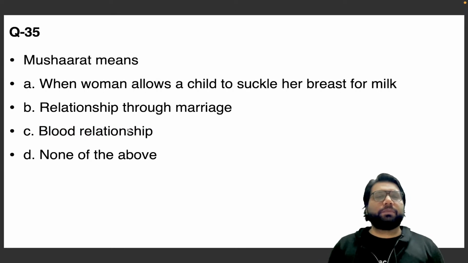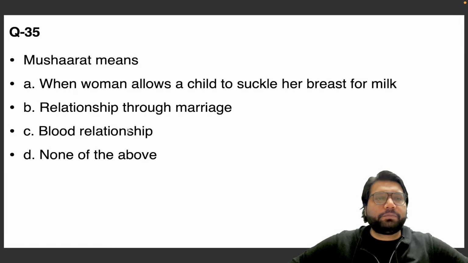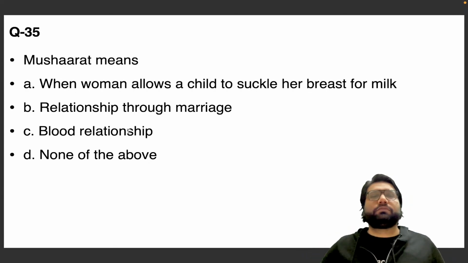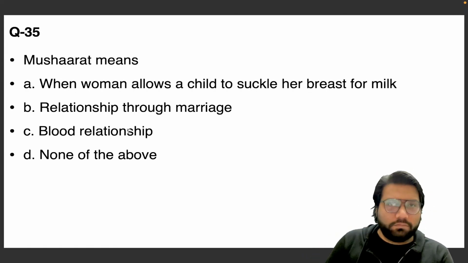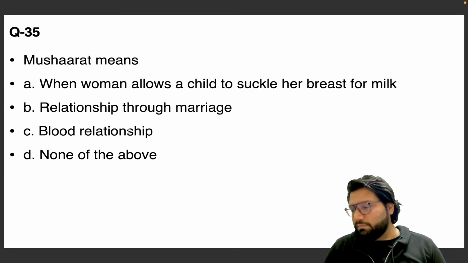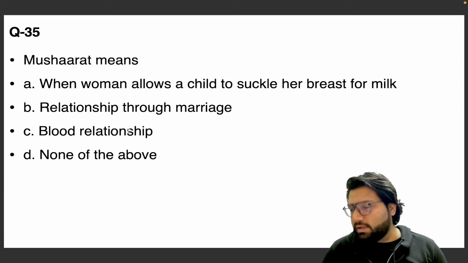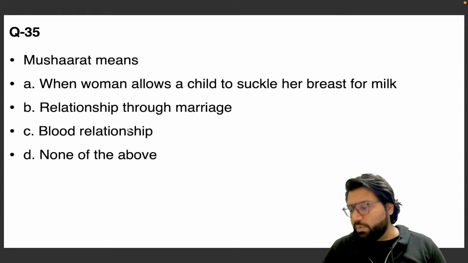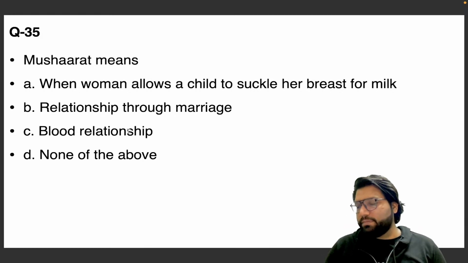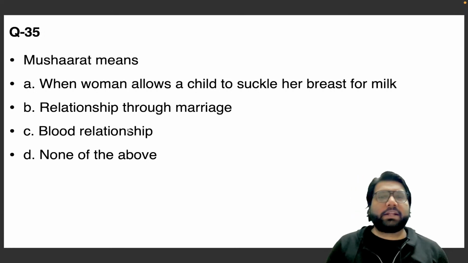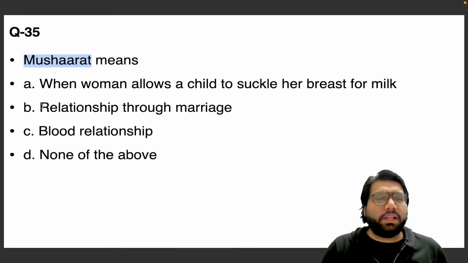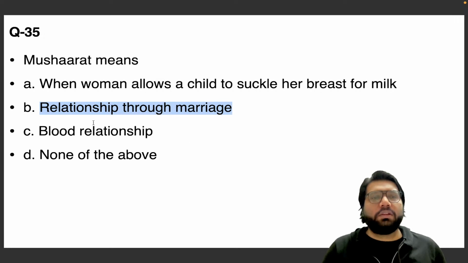Musharrat means. So I guess you are not able to recall the Urdu terms. Vandana and Natasha, correct answer. Musharrat basically means your affinity. That is your relationship through marriage. Okay. So B is the correct answer.